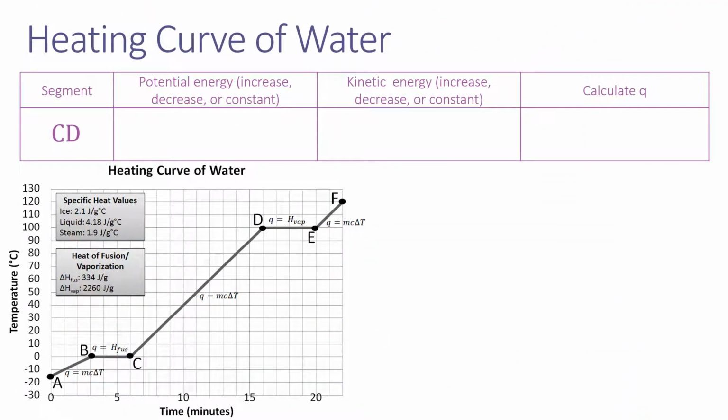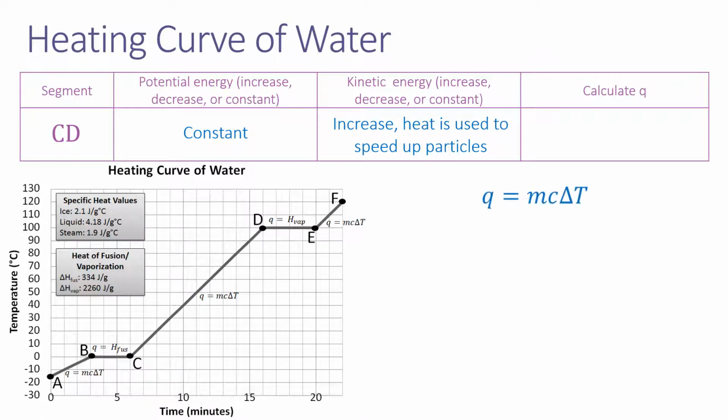The next segment is a pretty long segment. This is segment CD, and this is where we have finished melting all of the ice, and now we're in liquid water. So once again, the potential energy is constant because the temperature is changing. So the addition of heat is making those particles move faster.